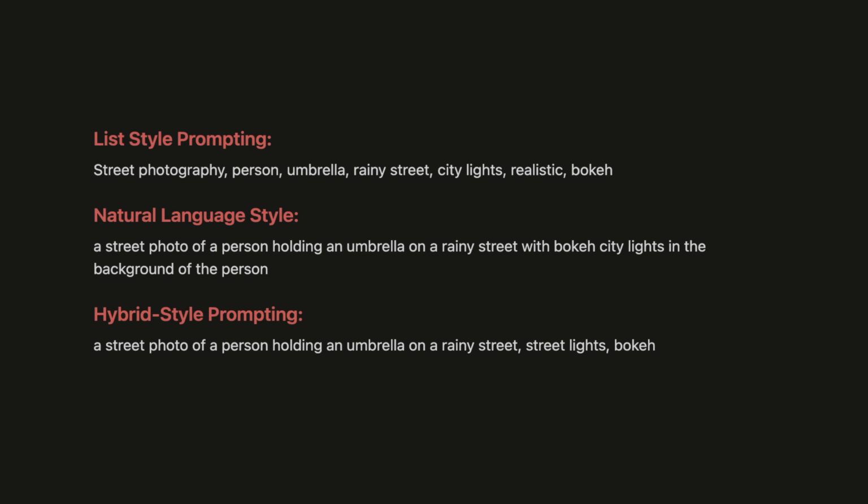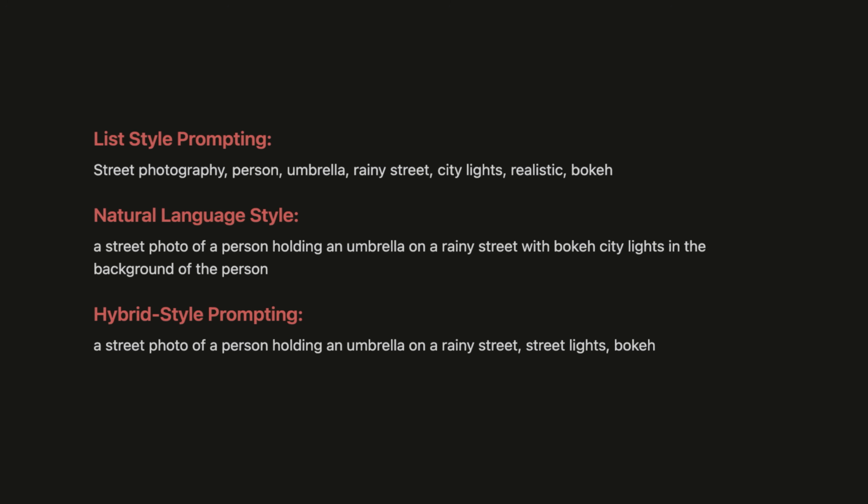First method is list-style prompting. This is from early days of Midjourney, DALL-E or Leonardo or other tools where we were just listing random or related keywords in a list format. For example, street photography, person, umbrella, rainy street, city lights, etc. And we were expecting some interesting, significant results.